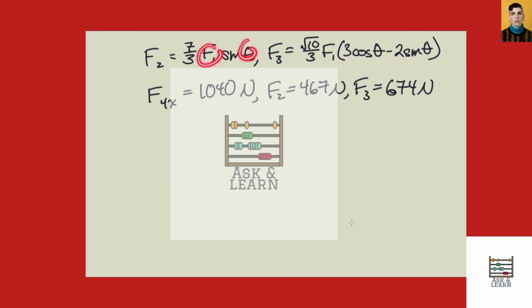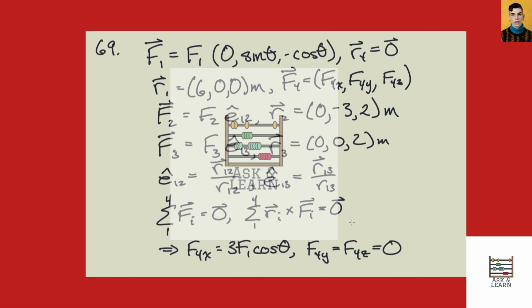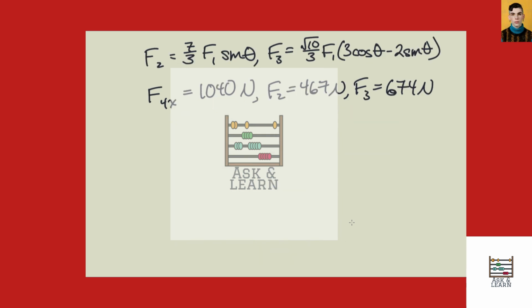We're given values for all of these, so we can plug them in, and we can see that this component of the force at the ball joint is 1040 newtons. The tension in the one cable is 467 newtons, and in the other cable it's 674 newtons.